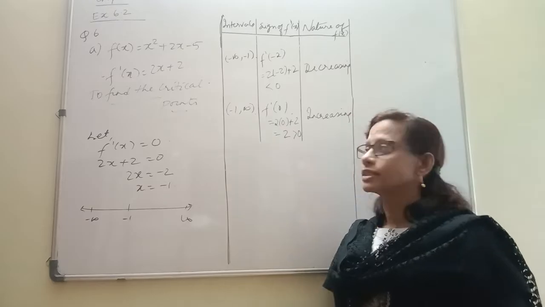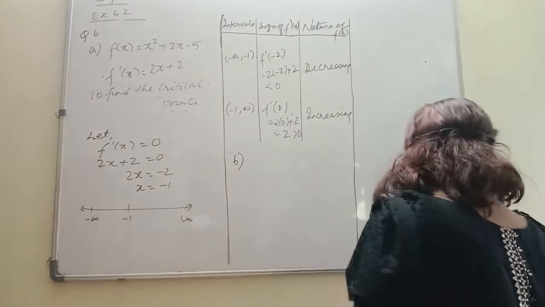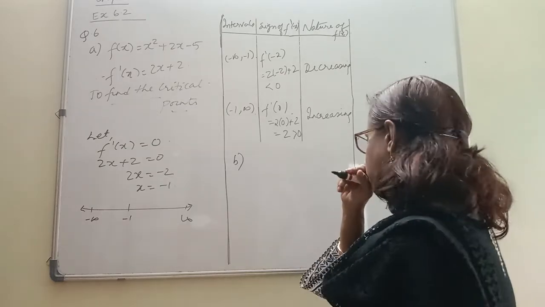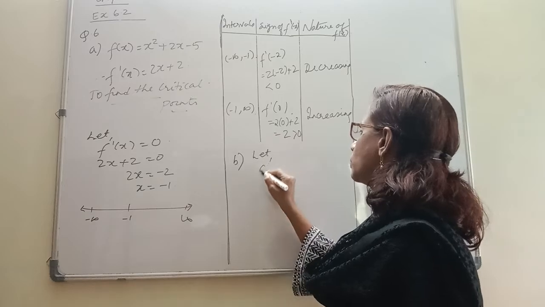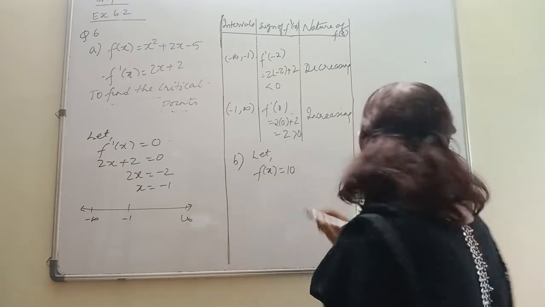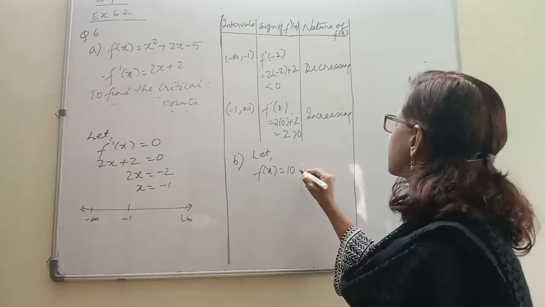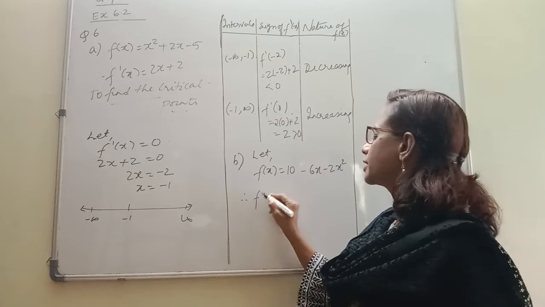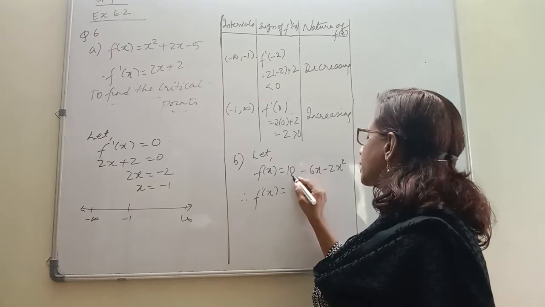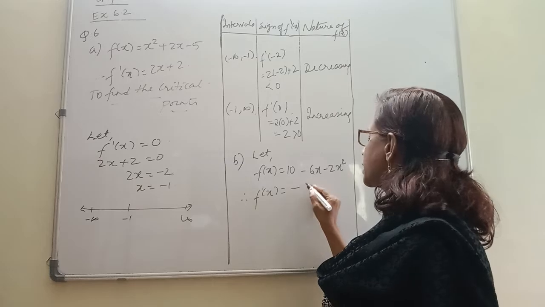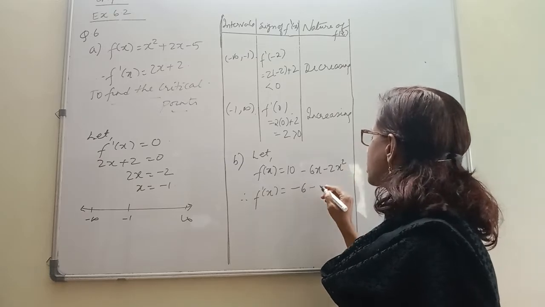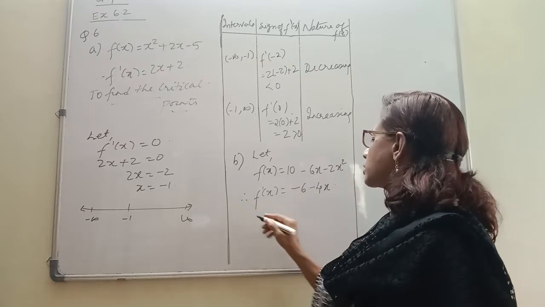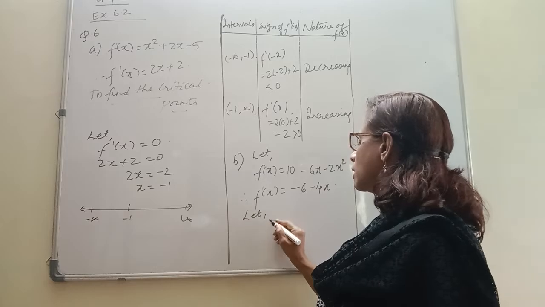You find out the interval where it is increasing and decreasing. So right away we can go with the second subpart also. Let's see what the second subpart is. It is 10 minus 6x minus 2x squared. They have not told us a function, but let's take it as f of x. As usual, we'll take the derivative. The derivative of 6x is minus 6. For 2x squared, it is 2, and the derivative of x squared is 2x, so 4x.